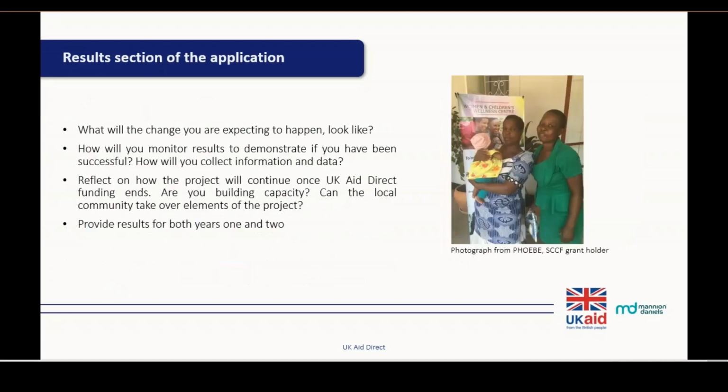During the last funding round, or the last few funding rounds, the results frameworks have on the whole been quite strong. There is lots of guidance on how to complete the results framework template on our website, and also a bit of background about what a results framework is and what we're looking for. But really it's about thinking about what a successful outcome of the project looks like. What do you want to see change by the end of the project? How will you monitor those results to show whether you've been successful?